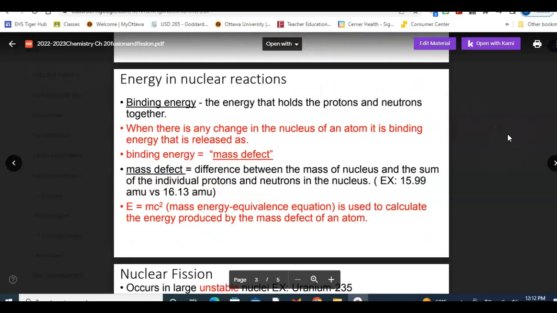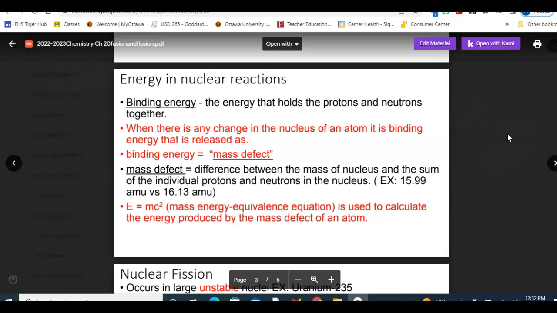Okay, so let's talk a little bit about some of these terms here. Binding energy, the energy that holds the protons and neutrons together. That seems pretty normal. There has to be some sort of energy that's present when those protons and neutrons are held together in the nucleus. So when there is a change in the nucleus, this binding energy is the energy that is released. It's called the binding energy. When the nucleus is changed, it is the binding energy that is released.